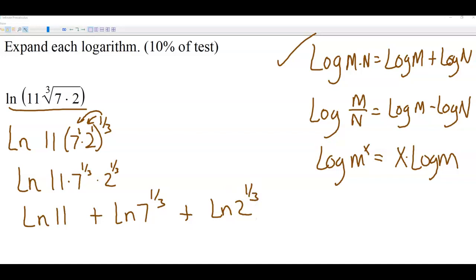The next thing I can do on this problem is take the powers on the arguments and put them in the front as multipliers. So that would look like this.